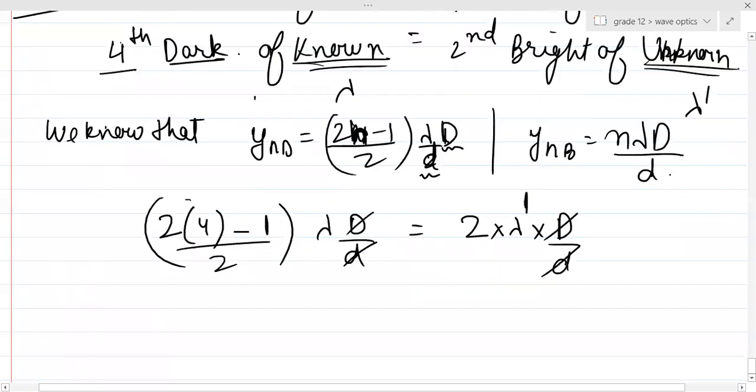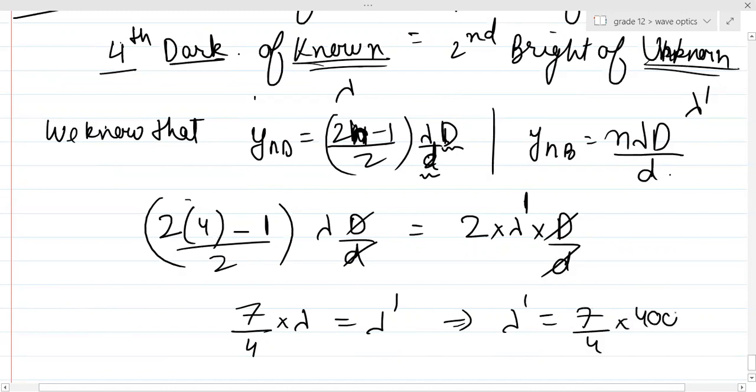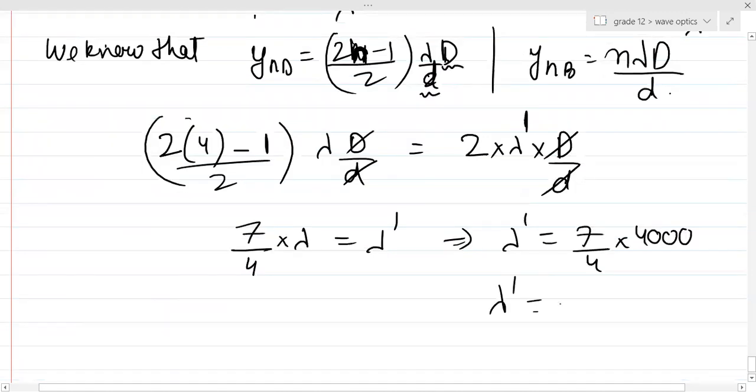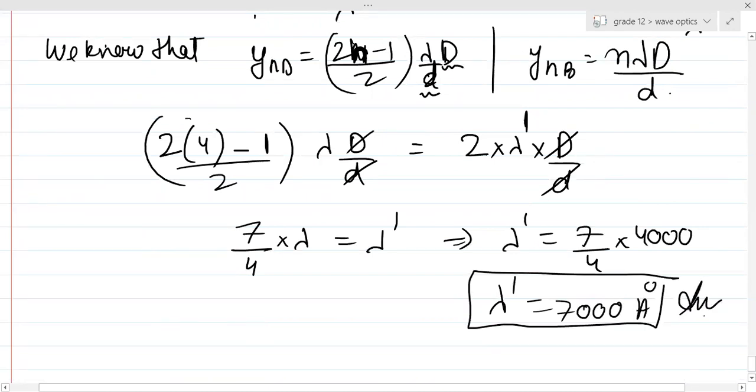I think it's solvable now. So this will become 7, and this will become 4, because this 2 will come over here and multiply with this 2, so 7 by 4 into lambda is equal to lambda dash. Lambda was given as 4000 angstrom, so 7 by 4 into 4000 will be 7000 angstrom. These type of questions are very important, and from a school point of view, even more so. In the next class, we'll do 2-3 more questions.